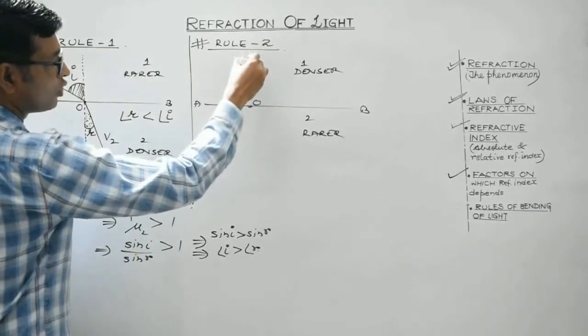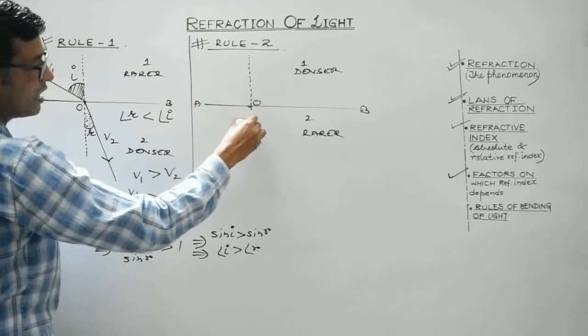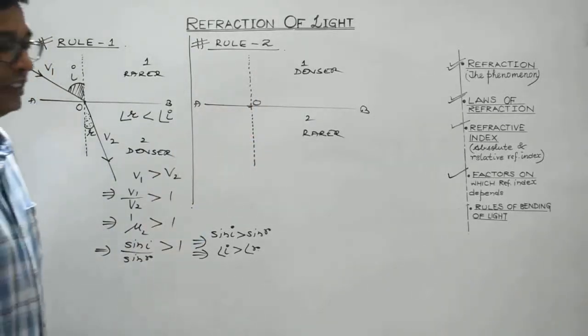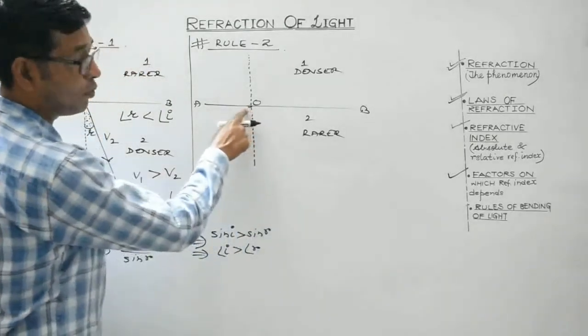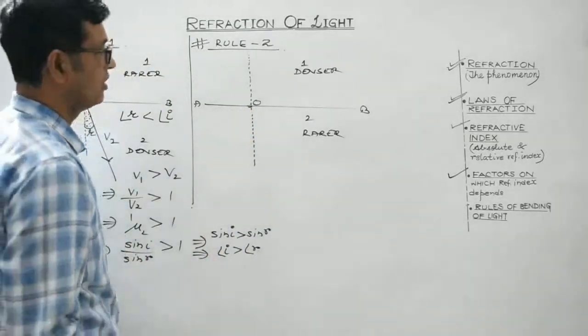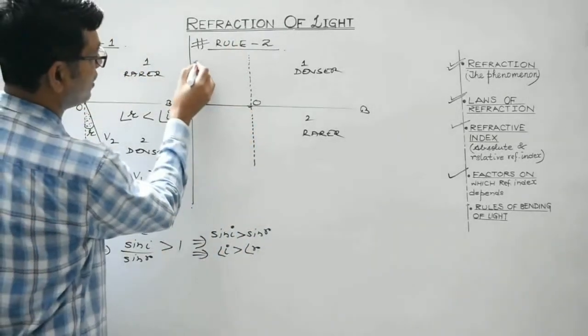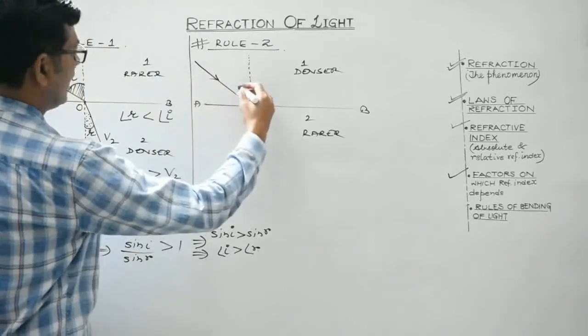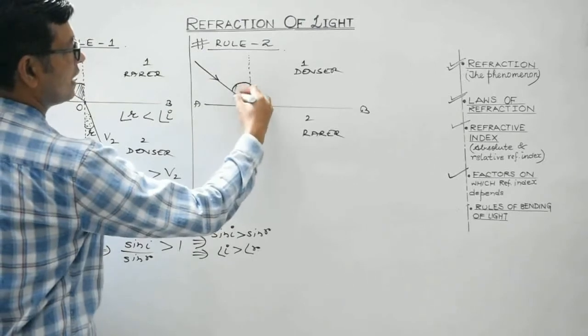So what to do? The first step is to draw a normal. Normal is any imagined line which is perpendicular to the interface. This is the normal. Then light needs to get incident at point O in an oblique direction, not normal direction, in an oblique direction like this. This is the incident ray. The angle which the incident ray makes with the normal, that's the angle of incidence.